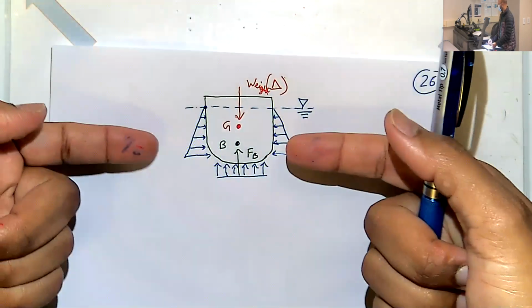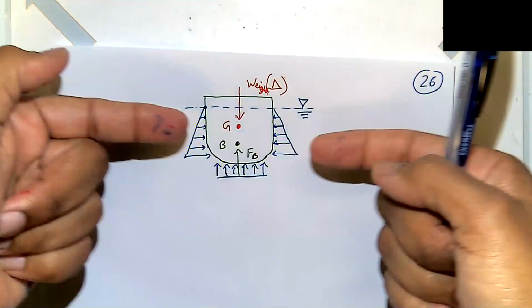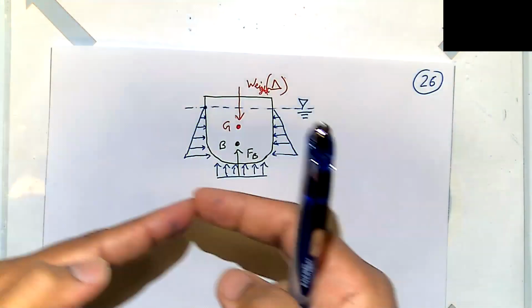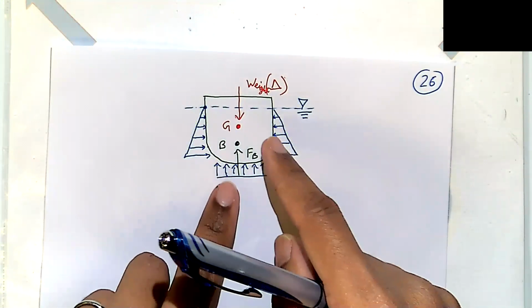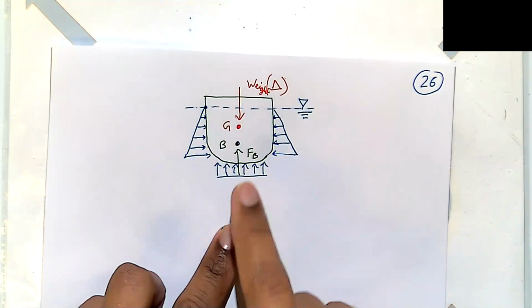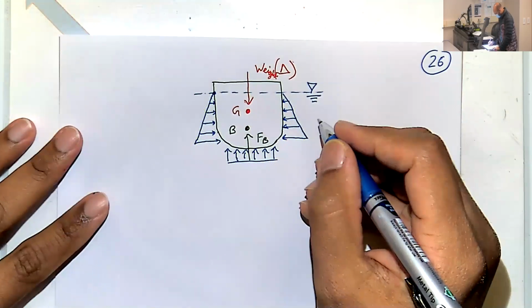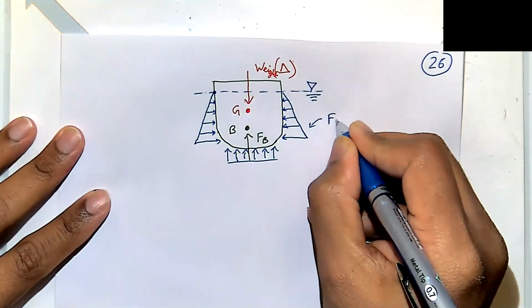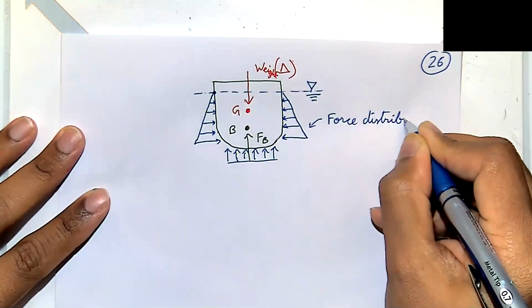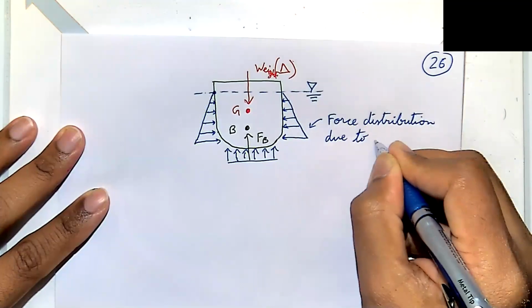So that's the two lateral sides of the hull, the starboard and port. They balance each other exactly. If that were not the case, your hull would start moving sideways. And the pressure on the bottom is actually what gives us our F buoyant. So this is force distribution due to hydrostatic pressure.